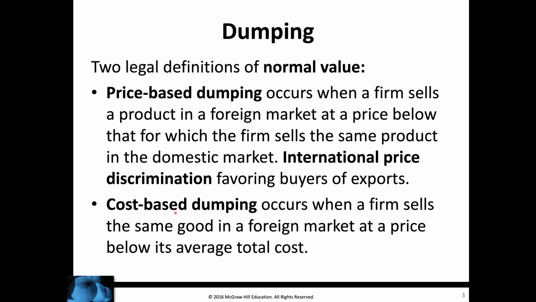Then there is cost-based dumping. Cost-based dumping occurs when a firm sells the same good in a foreign market at a price below its average total cost. So these are two different ways we can look at dumping. These are legal definitions: either price-based dumping or cost-based dumping. So price-based, they're selling it below the domestic price. Cost-based is they're selling it below its average total cost.